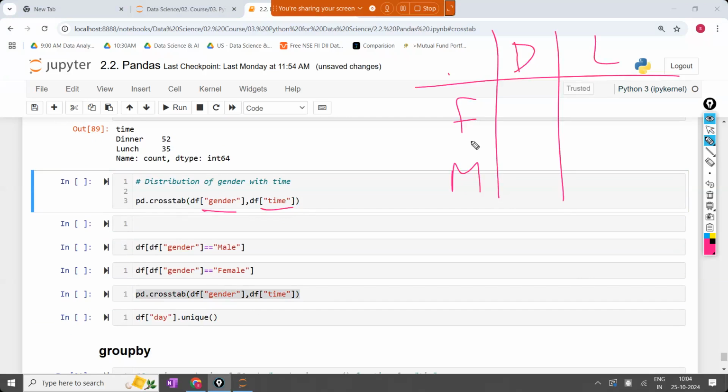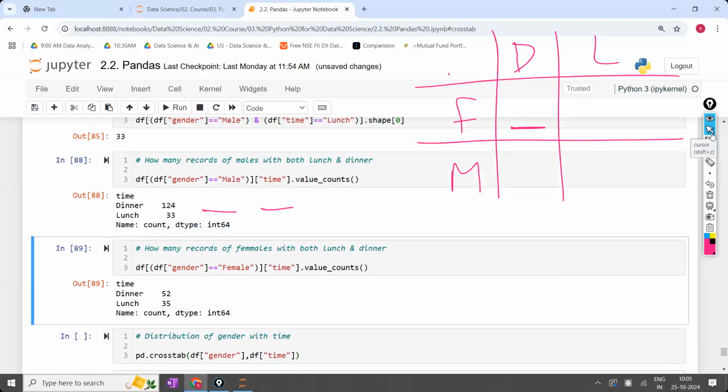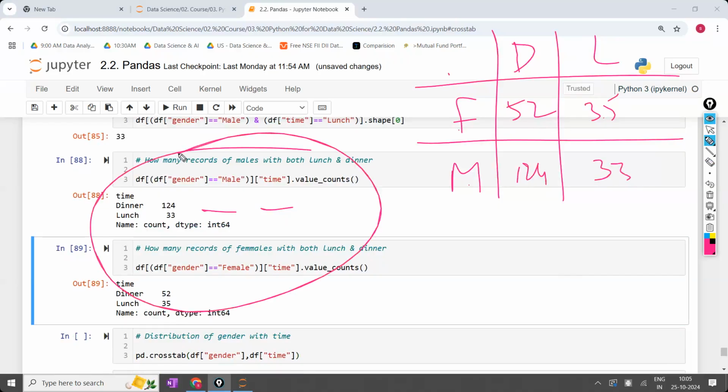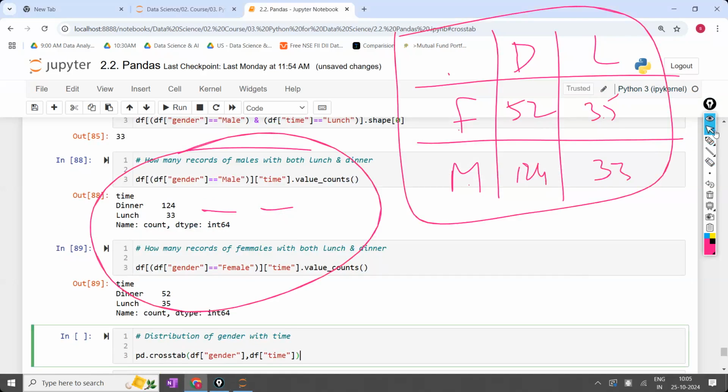Now you are going to get it like this. This value will be filled with both female and dinner. Female with dinners, how many are there, guys? 52. This is female with lunch. Female with lunch, how many are there? 35. Male with dinner, how many are there? Male with dinner, 124. Male with lunch, how many are there? 33. So simply to say, these 2 lines of code give you all this in a single shot. That is nothing but crosstab.